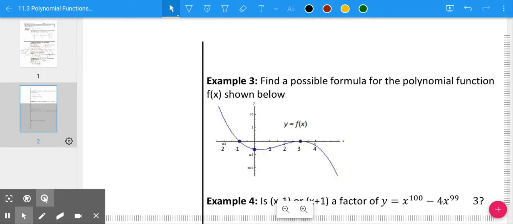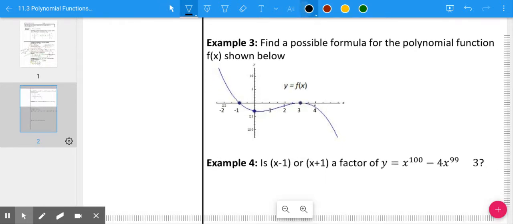So in example 3, it asks us to find a formula for the function. So what we are going to do is we are going to work backwards here. We're going to take the x-intercepts that we see. I see one here at -1. I see one here at +3. And we're going to rewrite those as factors, x plus 1 and x minus 3.